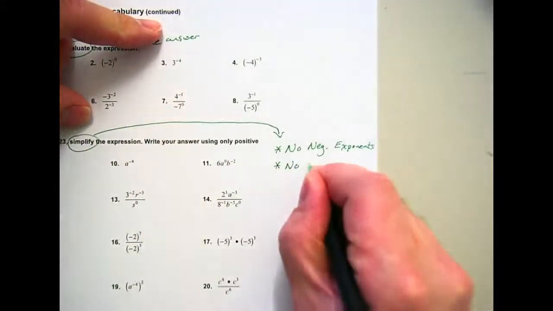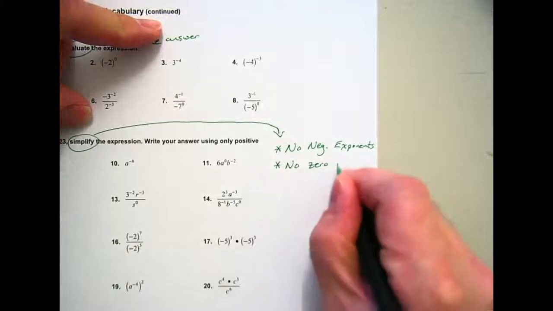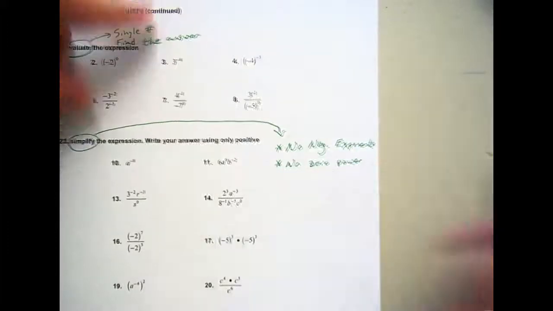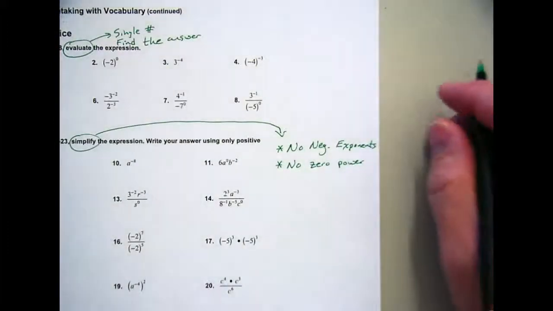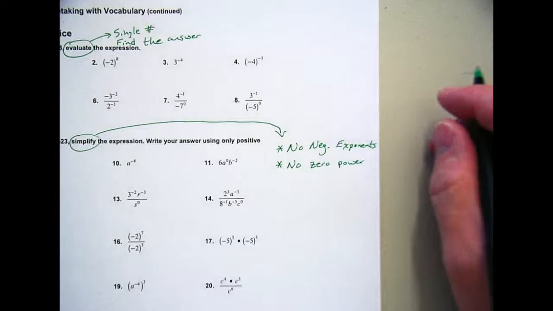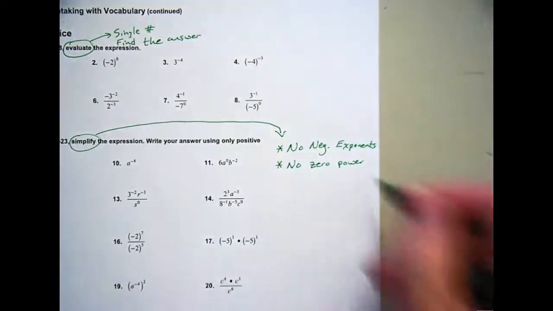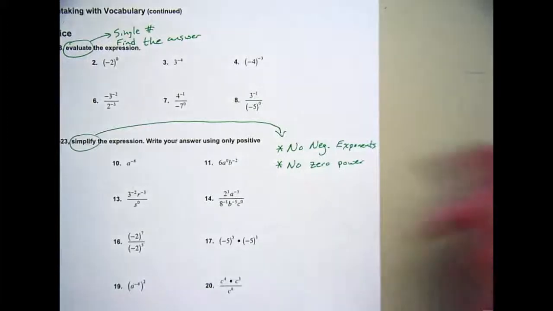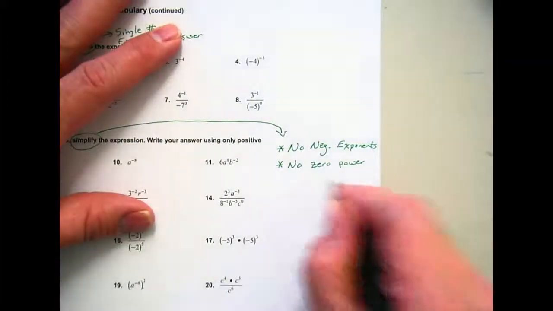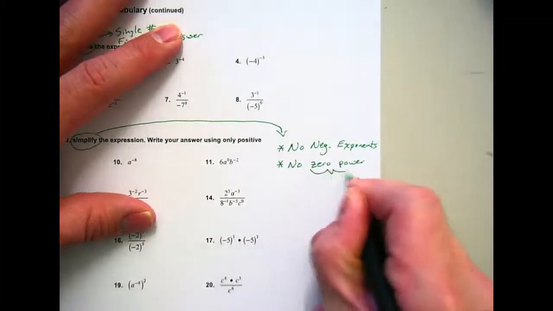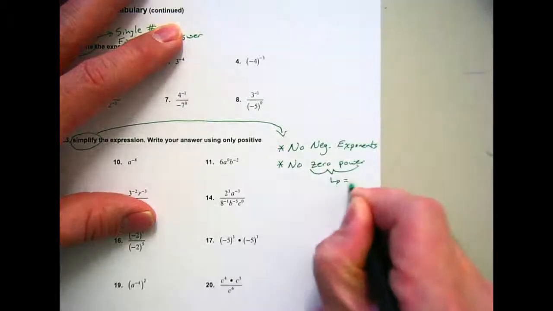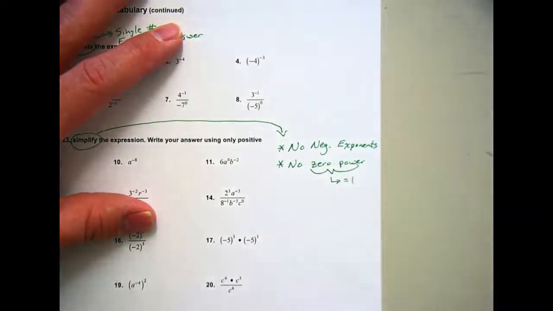Number 2, no zero powers. Why is there no zero power? What is zero power? Yeah, 1. Change it to a 1, because the zero power equals 1. So there's no zero power because that equals 1. Make it a 1.